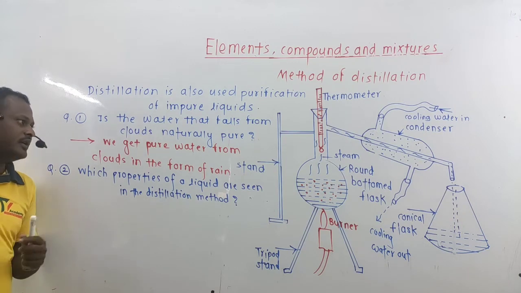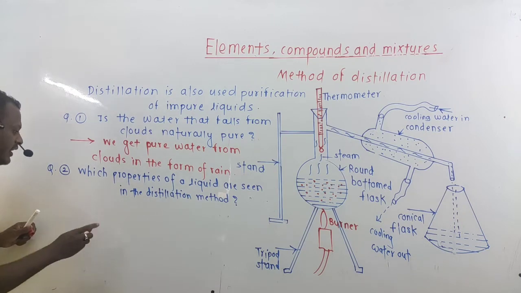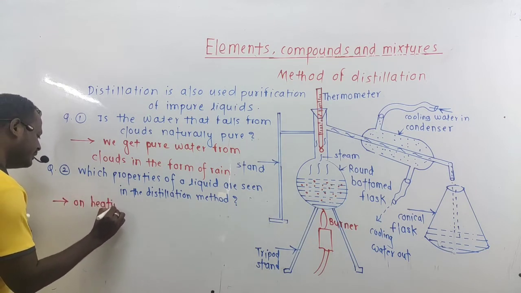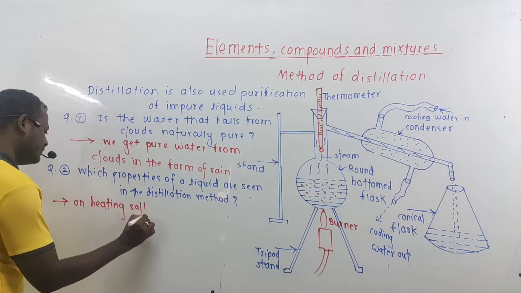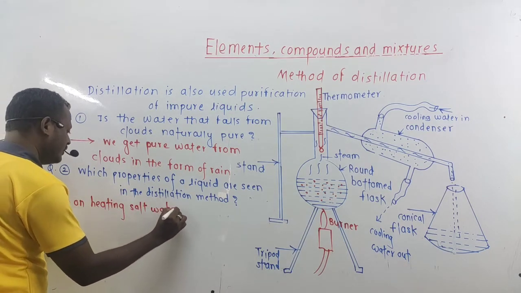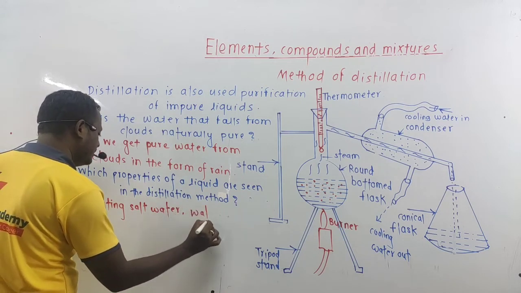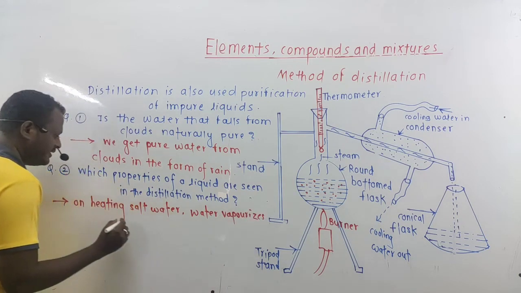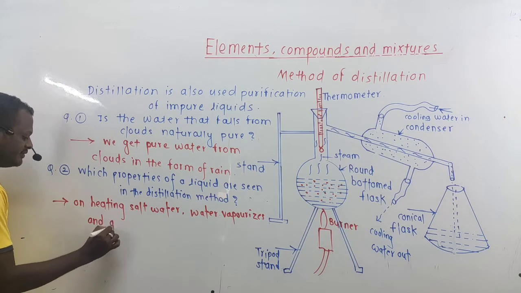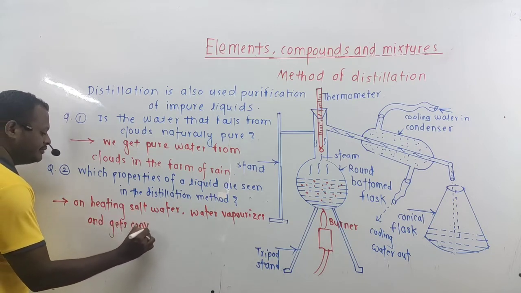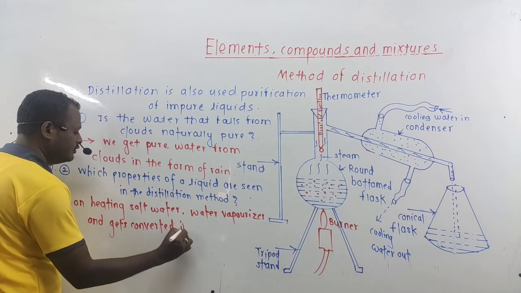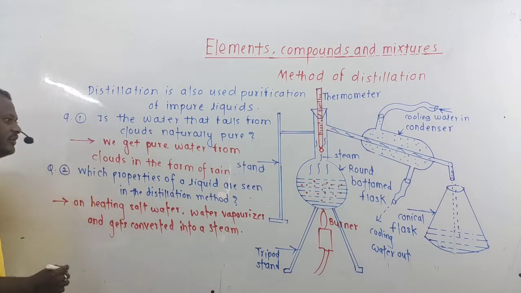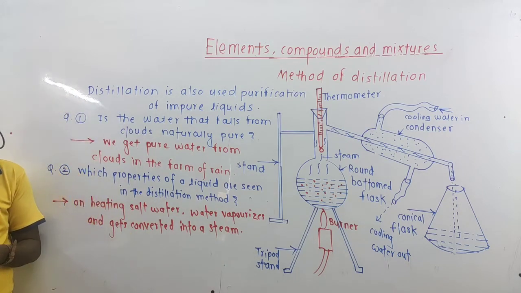Okay, on heating salt water, water vaporizes and gets converted into steam, आणि हे कशामध्ये कन्वर्ट होतं, स्टीम मध्ये. ओके, that is the method of distillation.